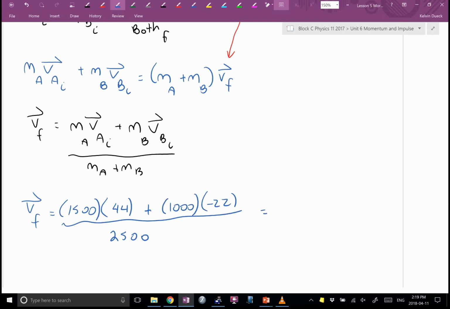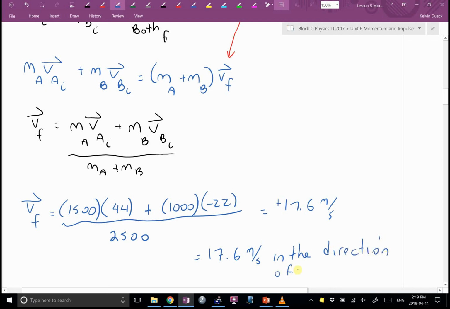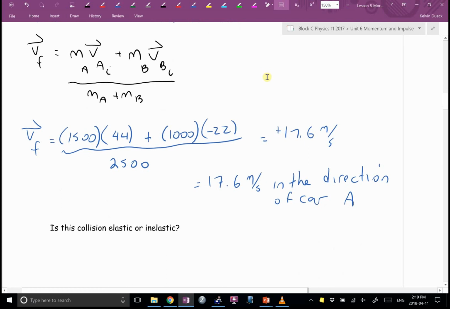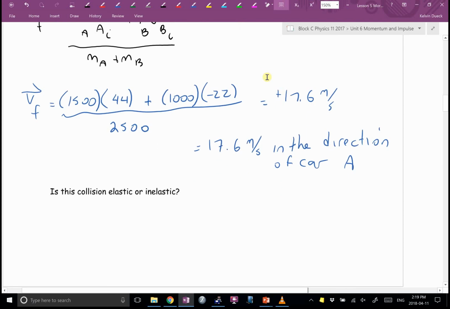Positive? Okay. So I get positive 17.6 meters per second, which is going to be 17.6 meters per second in the direction of the car. Which one, Mateo? Is that what we let be positive? Are you positive? There you go. Is this collision elastic or inelastic? Circle it. You can write it, but circle it.